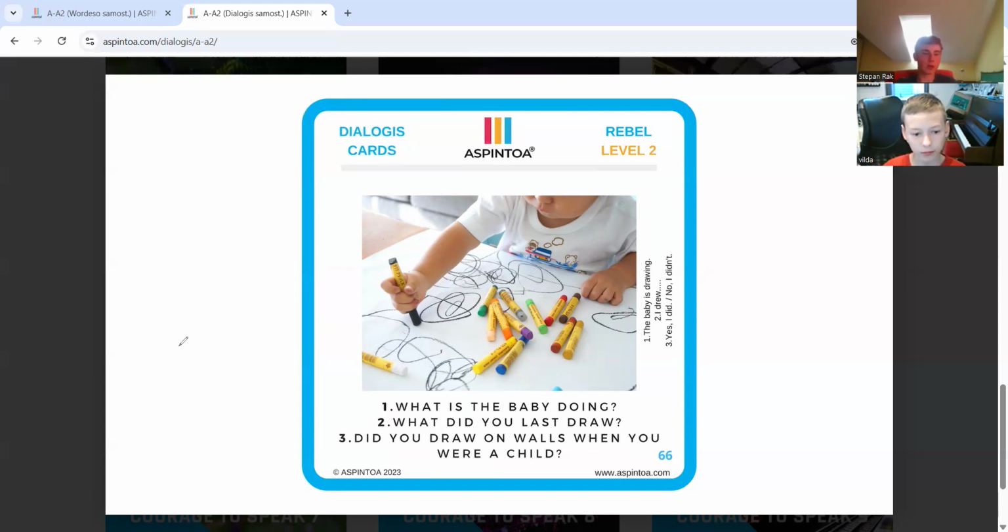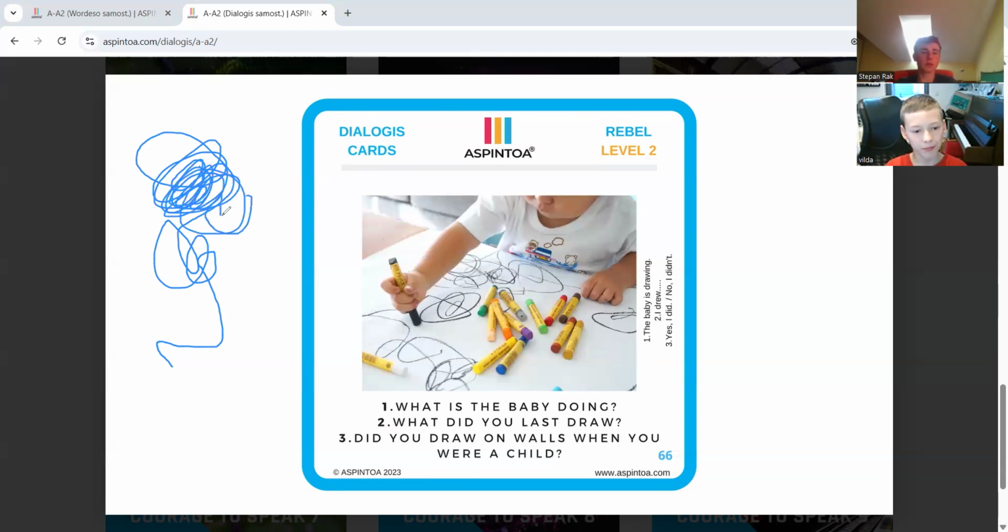So when you're just drawing random lines, you're going in circles, something like this, we call that doodling. You're basically just drawing when you're bored and just doing random lines. So that's to doodle. Okay.